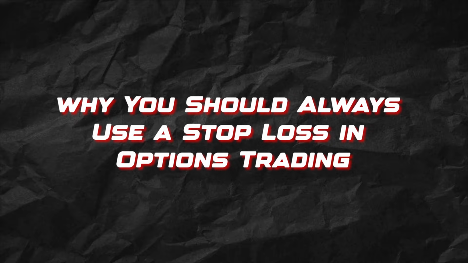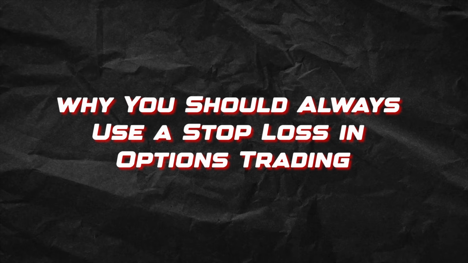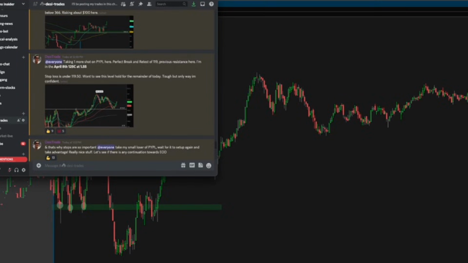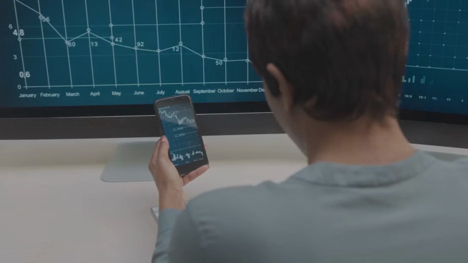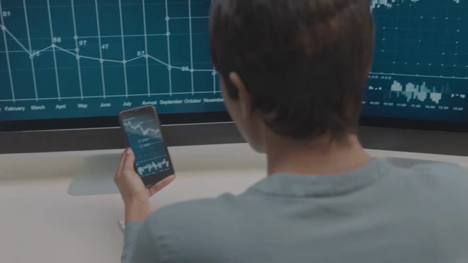Why you should always use a stop loss in options trading. A stop loss is key to protecting your capital in options trading, limiting losses, and preventing emotional decisions. It works like a shopping budget. If your limit is $100, a stop loss automatically prevents you from spending more. Similarly, in trading, it ensures you don't lose more than you're comfortable with.